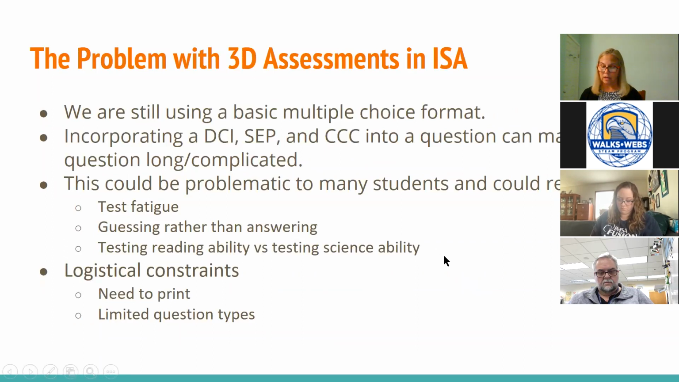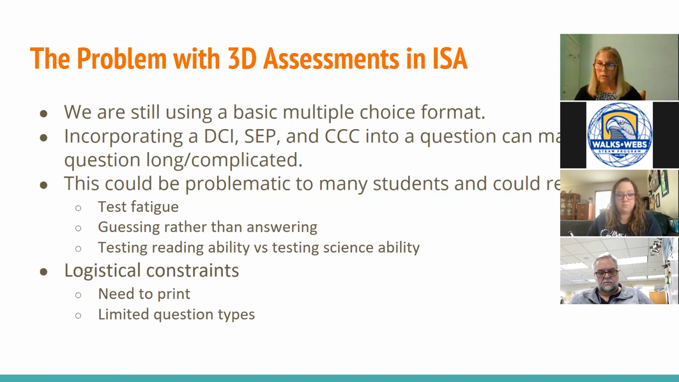So kind of dovetailing into what I said before, here are some of the concerns or what you might call problems with our state assessment. We have to still use a multiple choice A, B, C, D. You can't have two answers that are correct. You can't have a not. You can't have these other types of things. Okay.